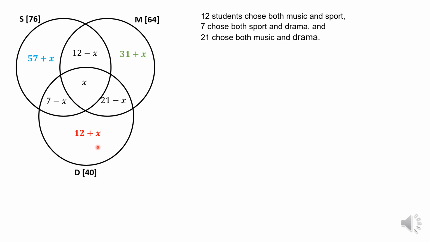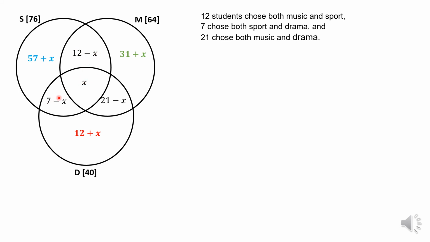But what I'm more interested in is how do I find this 12 plus X and that 31 plus X and that 57 plus X. Also, you know how you find the 7 minus X and the 21 minus X and so on. What you find here, remember what I said in the previous example, we had a 5 here. So we subtract because 12 students chose music and sport. So it has to be music. This region has to add up to 12. So you must take away X here.